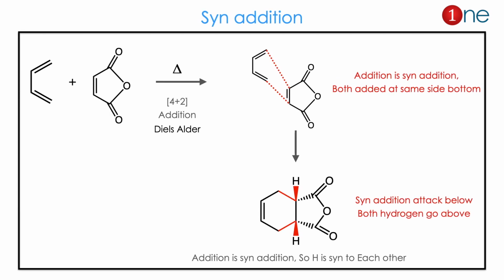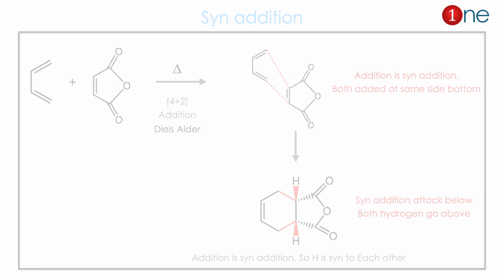Then the important fact, syn addition. The cycloaddition is a syn addition, meaning the approaching atoms approach in the same plane. So the resultant product will be on the same plane. It is called syn addition. Here both carbons are added at the bottom, so the hydrogen will come above. So the addition is syn addition here.